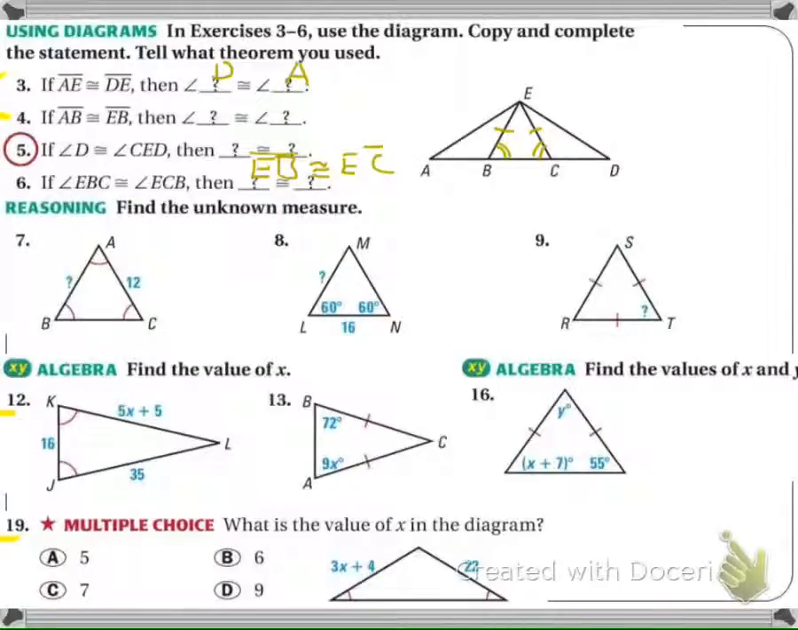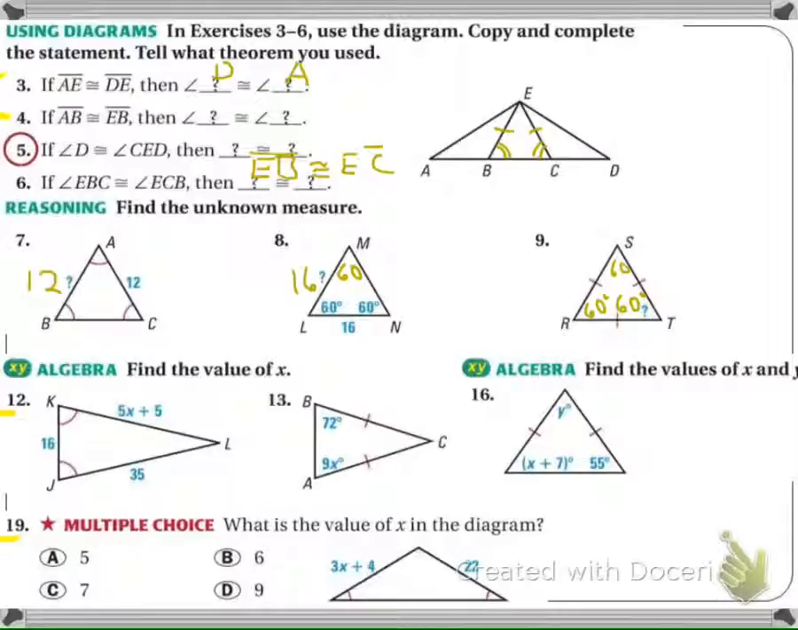If we jump down to number 7, I have an equiangular triangle, so that's also equilateral. So our missing value would be 12. Number 8, if these two angles are 60, the third angle is also 60. It makes it equiangular, which means it's also equilateral. So that would be 16 for our missing value. On number 9, I have that it's equilateral. So all the angles would be equiangular as well, so those would all be 60.